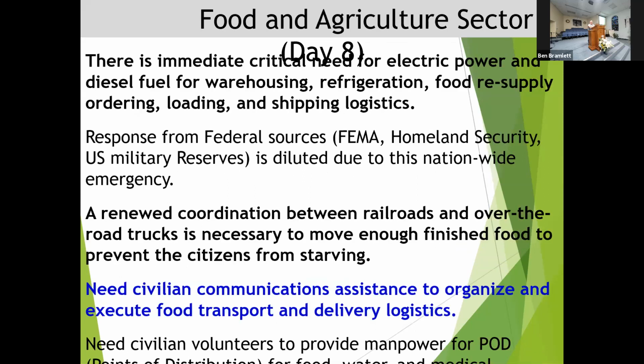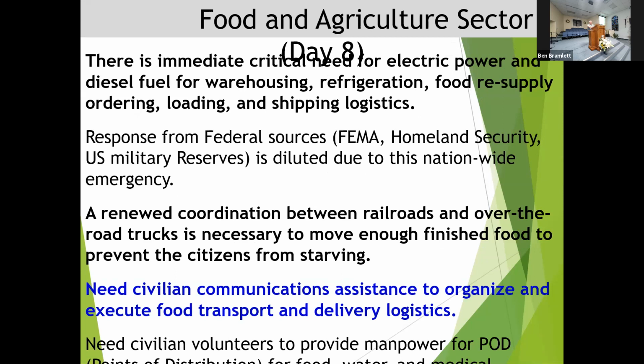Food and agriculture. There's immediate need for electric power and diesel fuel for warehousing, refrigeration, food resupply from the factories to the warehouses, and from the warehouses to the retail centers.